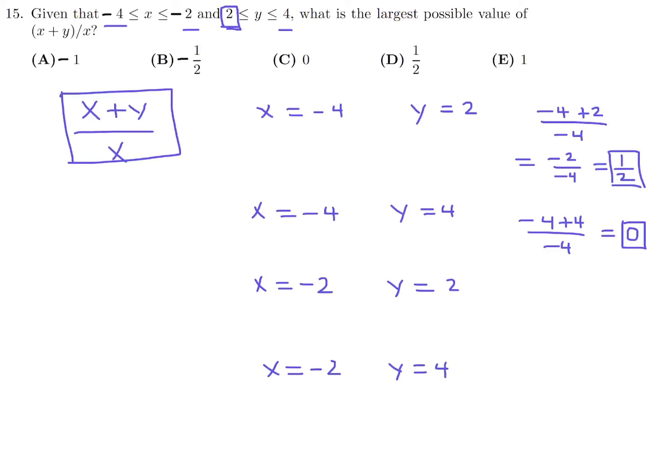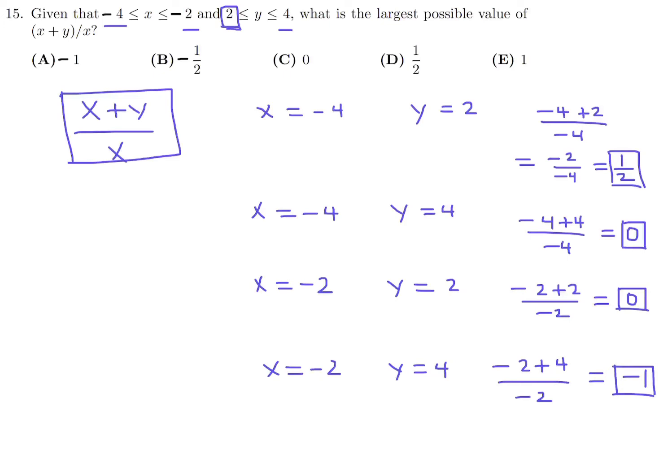All right, let's do this. So we got minus 2 plus 2 over minus 2, and this is again 0. And then finally, minus 2 plus 4 over minus 2, so that's 2 divided by negative 2, which is negative 1. So I've used all my extreme case scenarios.